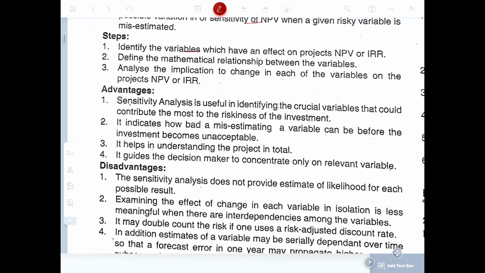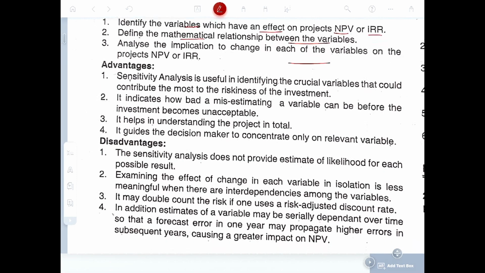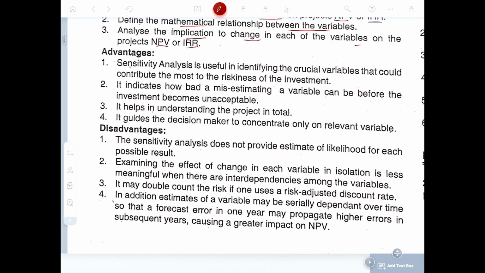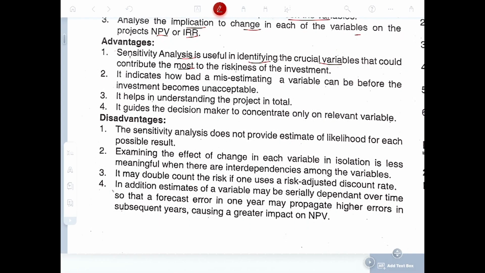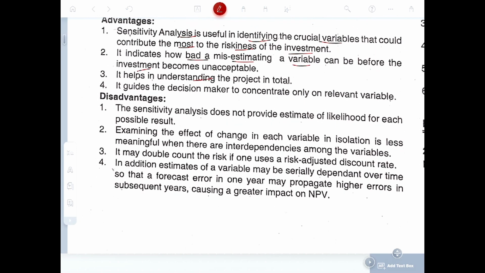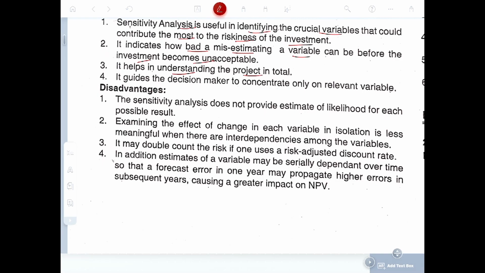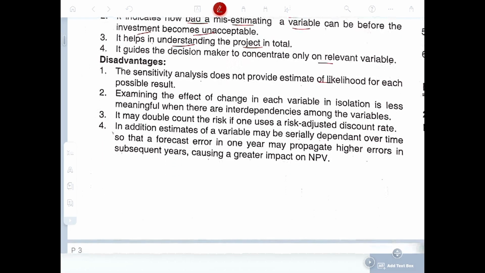Steps: identify the variables which have an effect on the project's net present value and internal rate of return. Define the mathematical relationship between the variables. Analyze the implication of the changes to each of the variables on the net present value and IRR. Advantages: sensitivity analysis is useful for identifying the crucial variables that contribute the most to the riskiness of the investment. It shows how bad the misestimate of a variable can be before the investment becomes unacceptable. It helps understand the project's risk, guides the decision makers, and lets them concentrate only on the relevant variables.